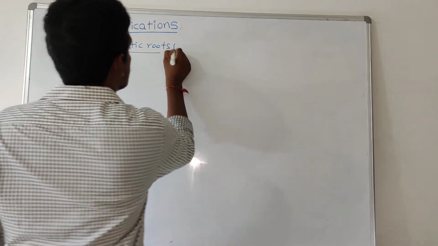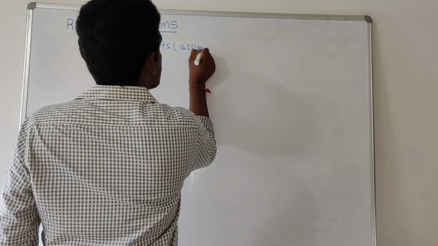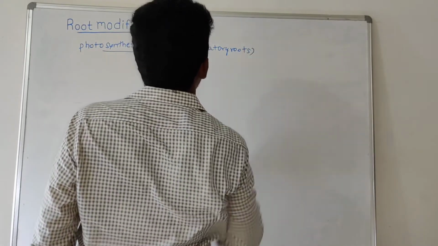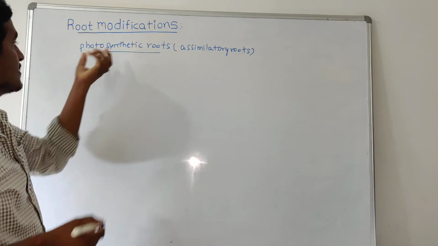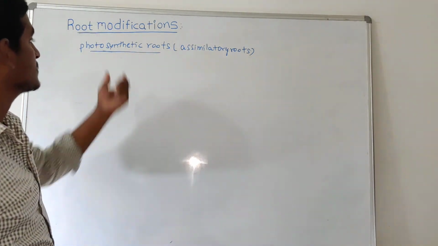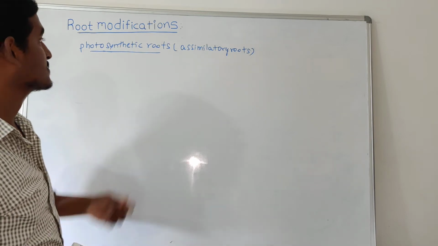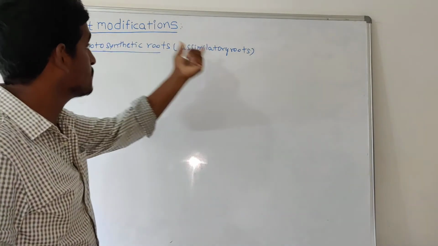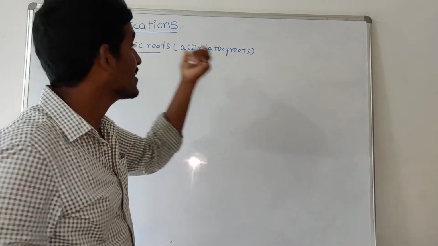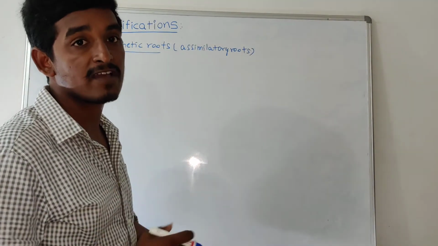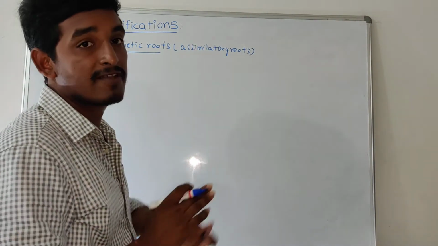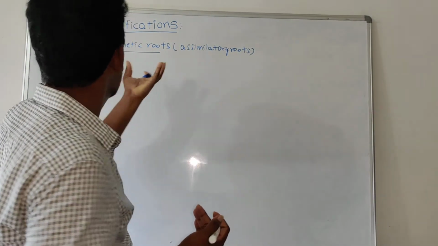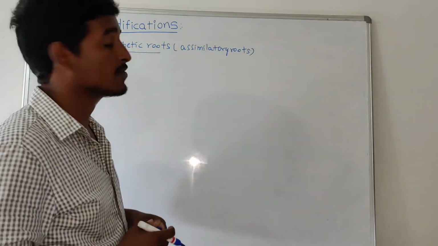Photosynthetic roots are also called assimilatory roots. Here the roots are performing what process? That is photosynthesis. That's why we call these photosynthetic roots. If the roots want to perform photosynthesis, what are the requirements? They need chlorophyll, CO2 and sunlight. Then only can it prepare food material with the help of photosynthesis.